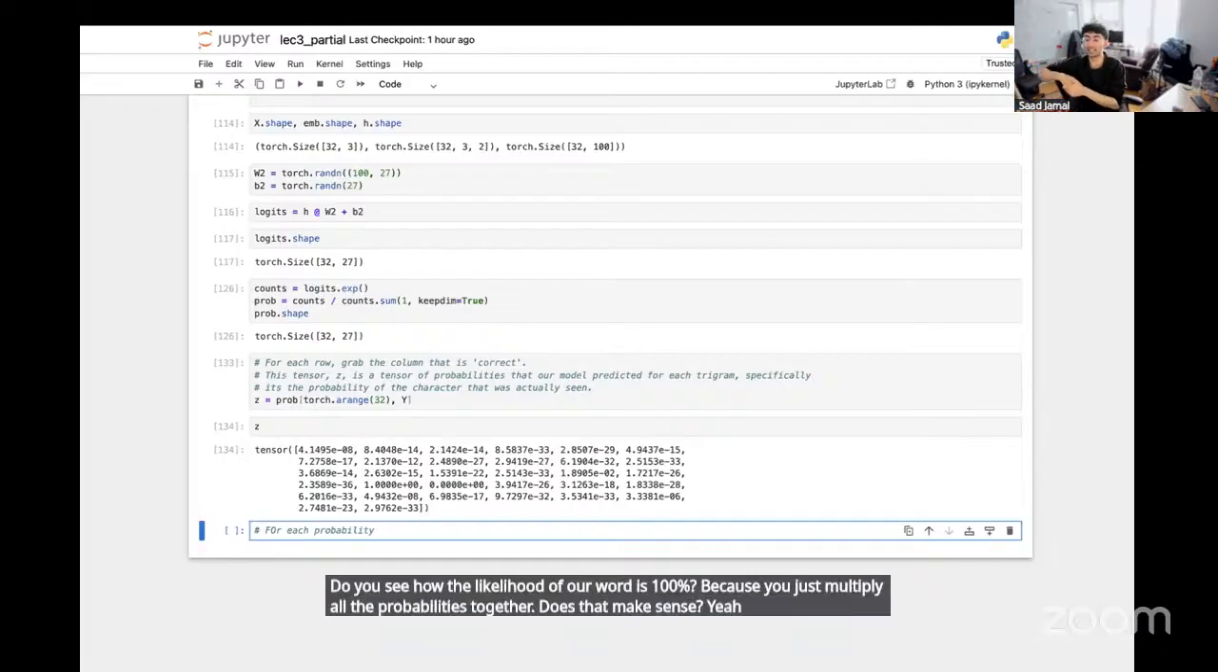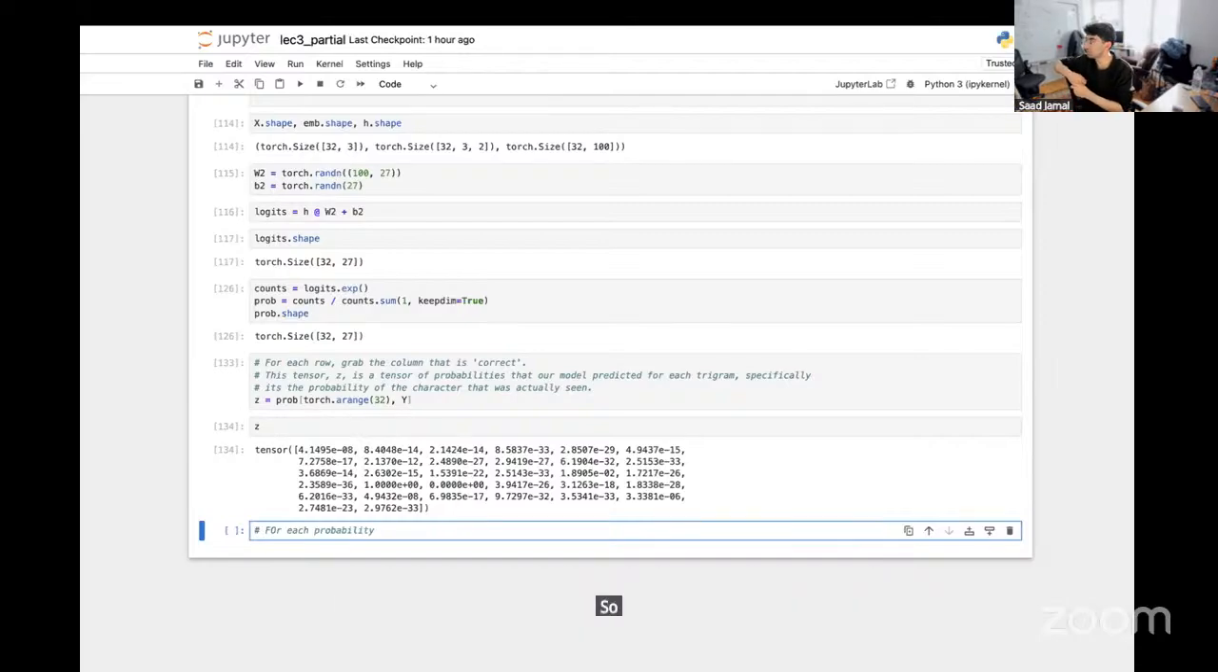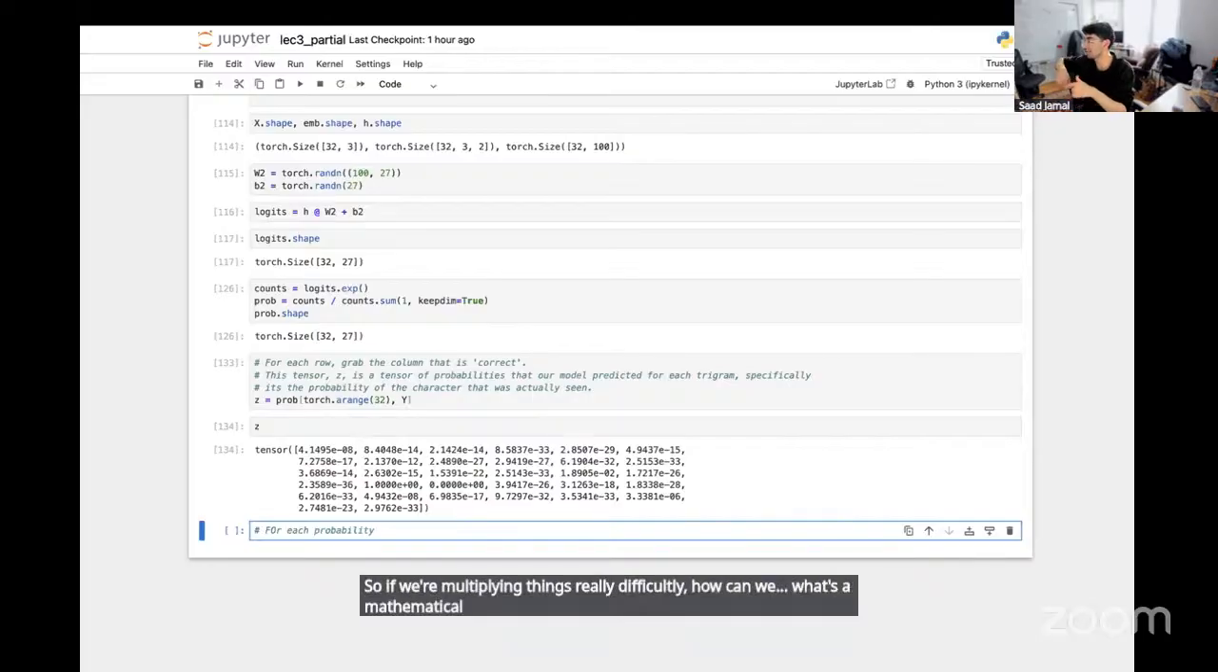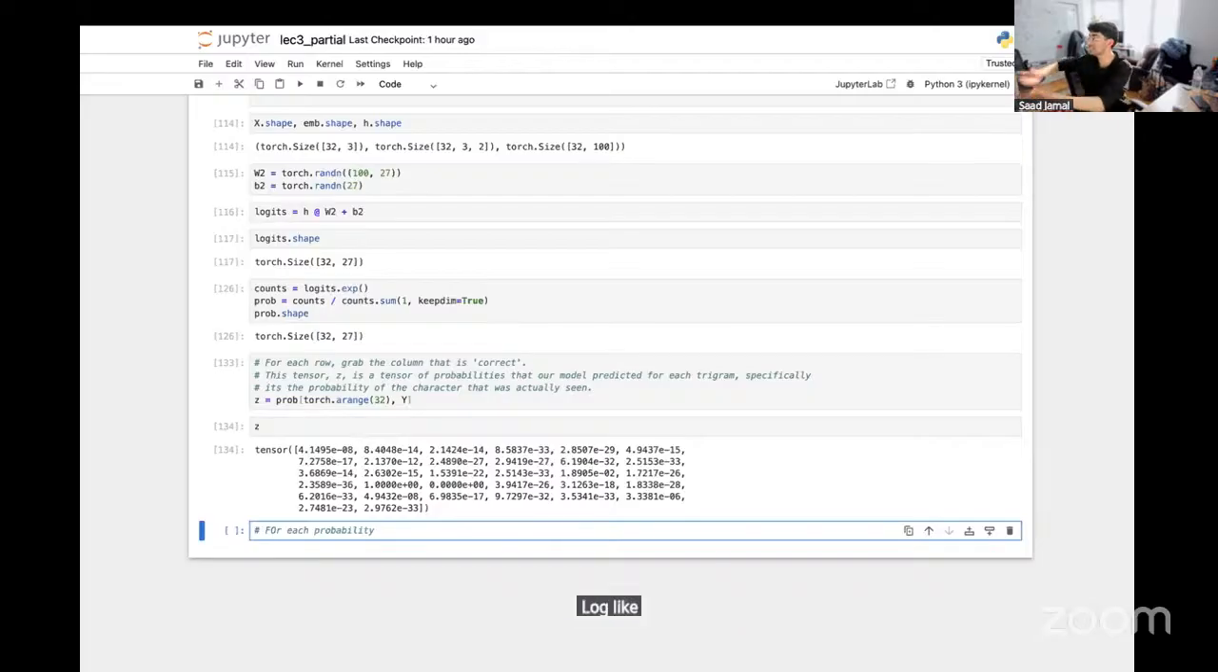Okay, so that's likelihood, right? But remember, likelihood was really difficult to deal with because doing gradient descent on multiple things that you multiply is really hard. So if we're multiplying things, what's a mathematical trick that we can use to make the gradient easier? We can slap a log on it. Because likelihood is the multiplication of several probabilities, and if I slap a log on it, log likelihood is just the sum of multiple log probabilities. Does that make sense?